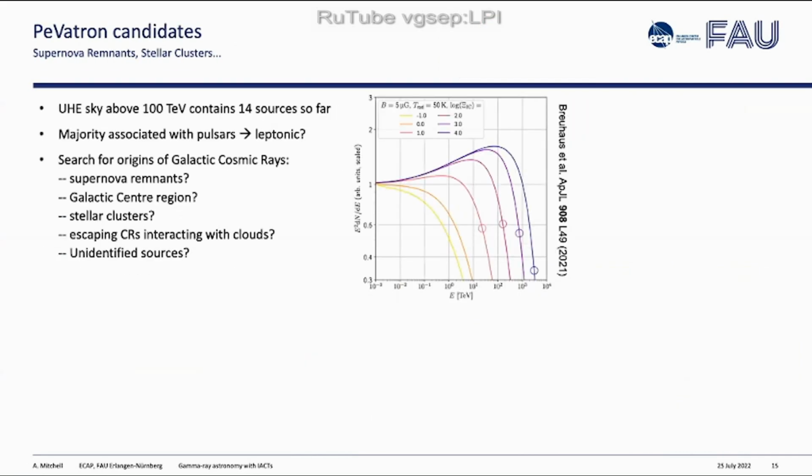A recent result is, of course, that of the ultra-high energy sky above 100 TeV.